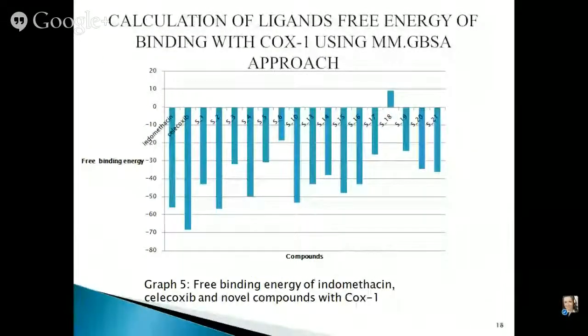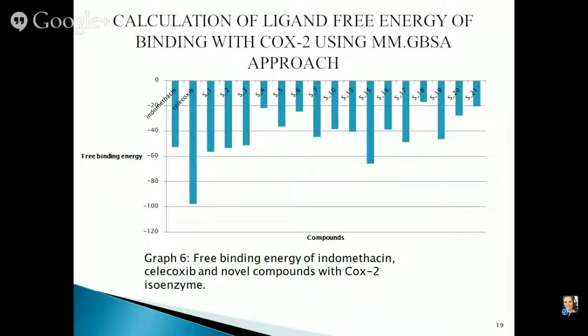This graph shows calculation of ligand free energy of binding with cyclooxygenase 1 using the MM-GBSA approach. As you can see, virtually all of them show a binding energy that falls within the positive range. That is, it shows an unstable interaction with the receptor.